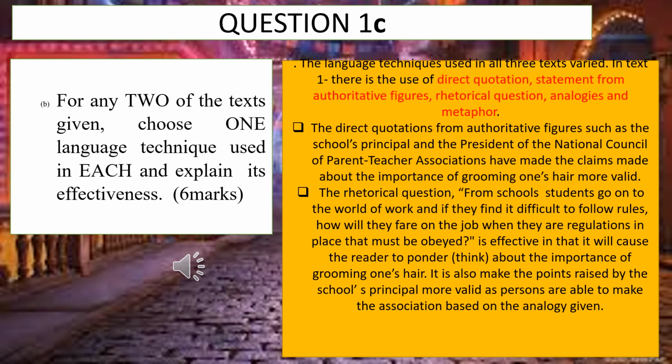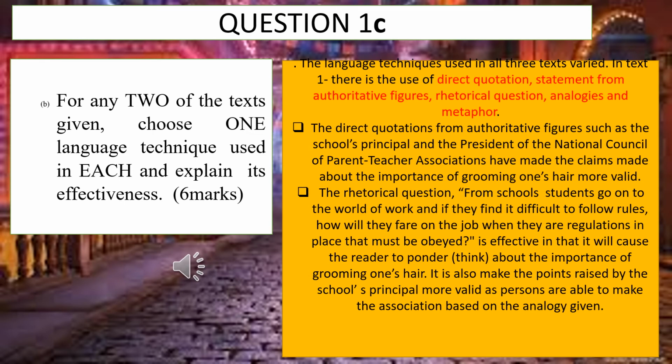For any two of the texts given, choose one language technique used in each and explain its effectiveness. 6 marks. The language techniques used in all three texts varied. In text 1, there is the use of direct quotation, statements from authoritative figures, rhetorical questions, analogies, and metaphor. The direct quotations from authoritative figures such as the school's principal and the president of the National Council of Parent Teacher Association make the claims about the importance of grooming one's hair more valid.